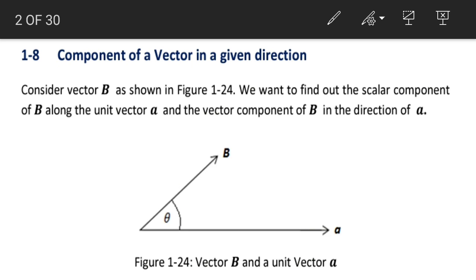Similarly, it will help you to transform a vector from rectangular coordinate system into spherical coordinate system, and from spherical coordinate system into rectangular coordinate system.